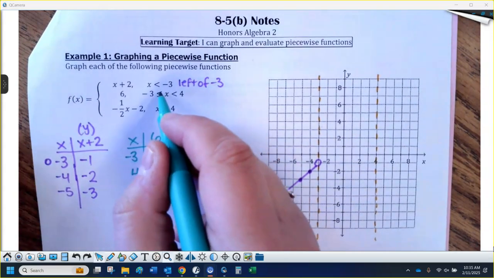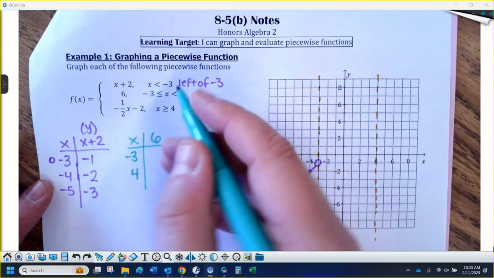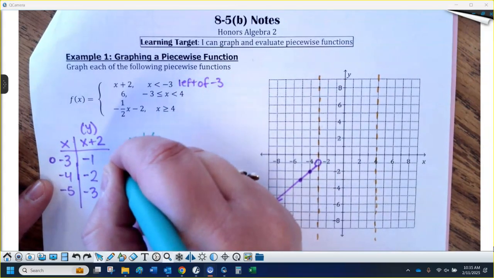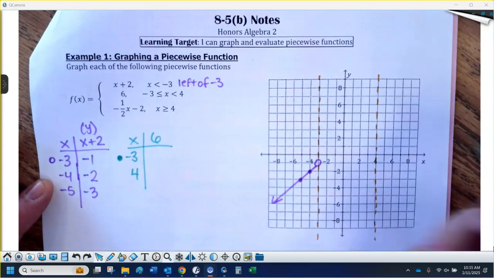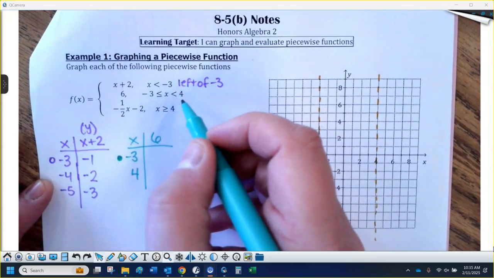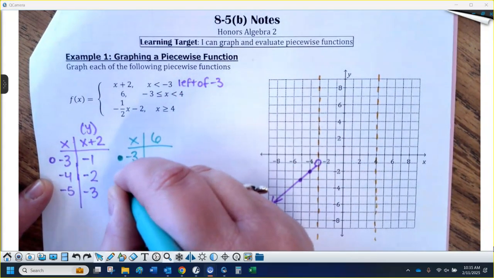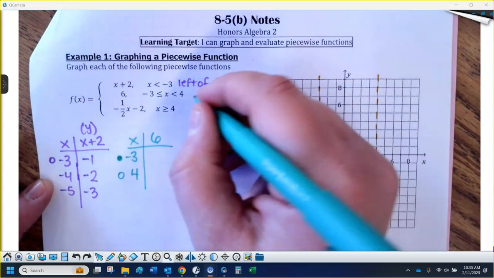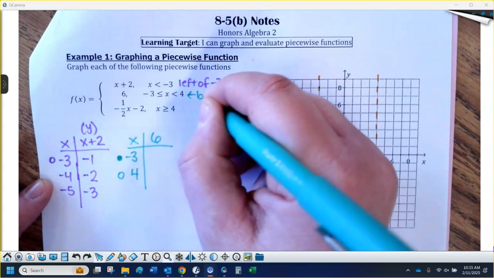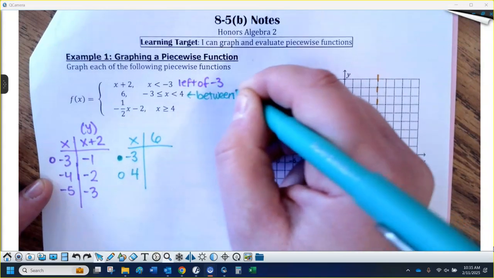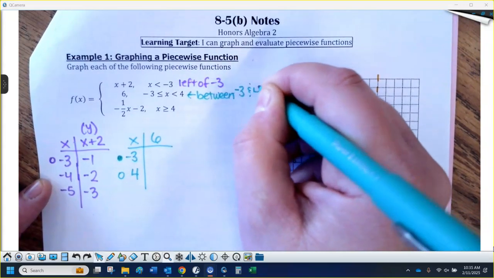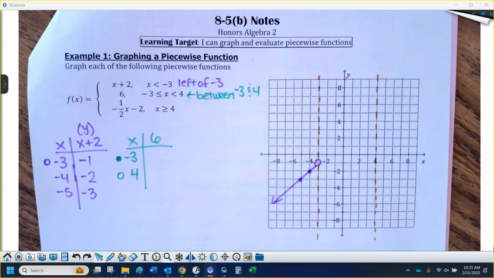Now, because it says x is greater than or equal to -3, this first point I'm going to graph will be a closed circle, but then it just says x is less than 4. So that second point I'm going to graph will be an open circle. This means x is between -3 and 4. That's what that inequality means. So between those two vertical bars that we drew on there. This way it'll be a function.